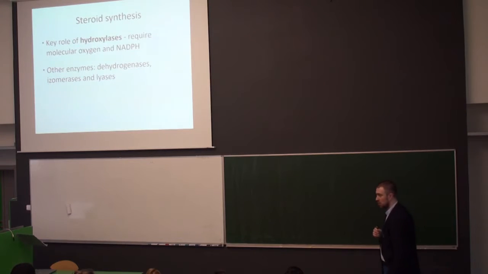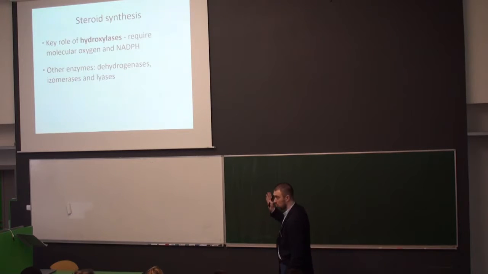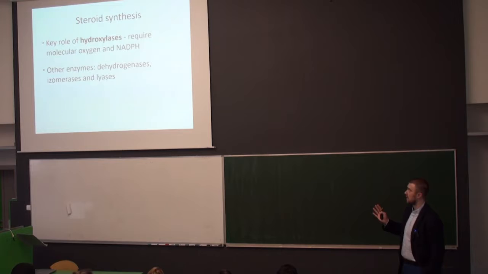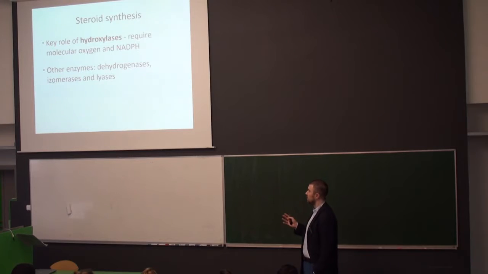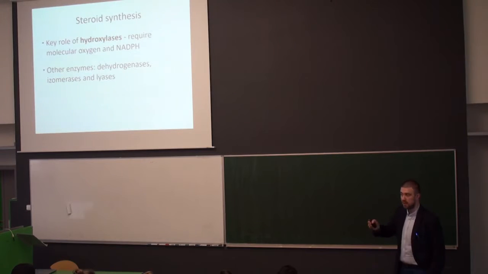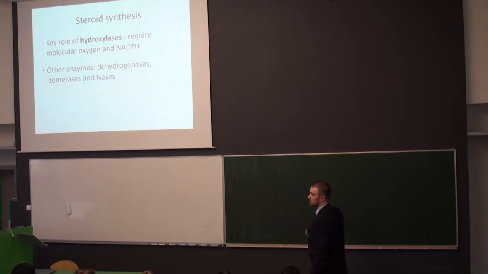What enzymes will we use to convert pregnenolone to those steroid hormones? We will use several types of enzymes. For example, hydroxylases that use molecular oxygen and NADPH. Then we will use dehydrogenases, and we will use the lyases. Lyases typically reduce the number of carbon atoms in the molecule.